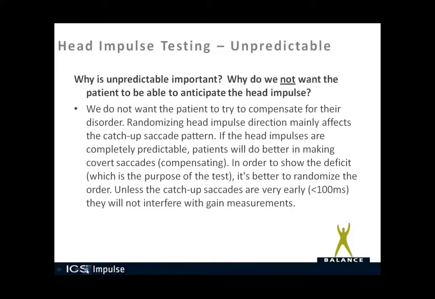Why is unpredictable important? Why do we not want the patient to be able to anticipate the head impulse? Well, we don't want the patient to try to compensate for their disorder. Randomizing head impulse direction mainly affects the catch-up saccade pattern. If the head impulses are completely predictable, patients will do better in making covert saccades or compensating for their disorder. In order to show the deficit, which is the purpose of the test, it's better to randomize the order.